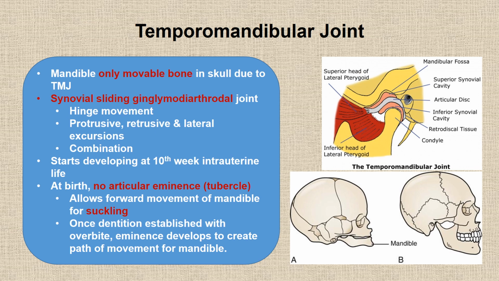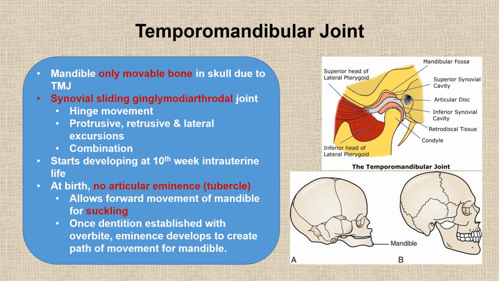But in the human temporomandibular joint, the mandible is not only capable of a hinge movement, but it can also do protrusive, retrusive, and lateral extensions, or a combination of all these movements. The temporomandibular joint starts developing at the 10th week of intrauterine life. At birth, there is no articular eminence.